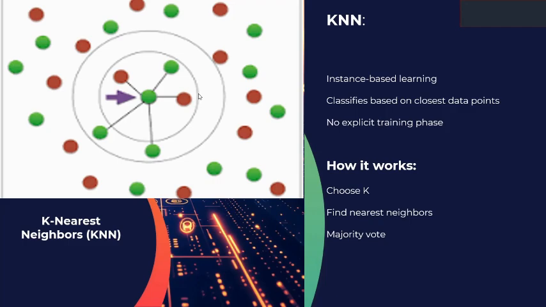The first step is you choose the k. K is the number of neighbors you are considering for a given test data point. You can say k can be 2, 3, 4, 5, it depends on your choice. Then you find the nearest neighbors, so after finding the distance to the nearest neighbors, the last step is you go with the majority vote for the classification of the given data point.